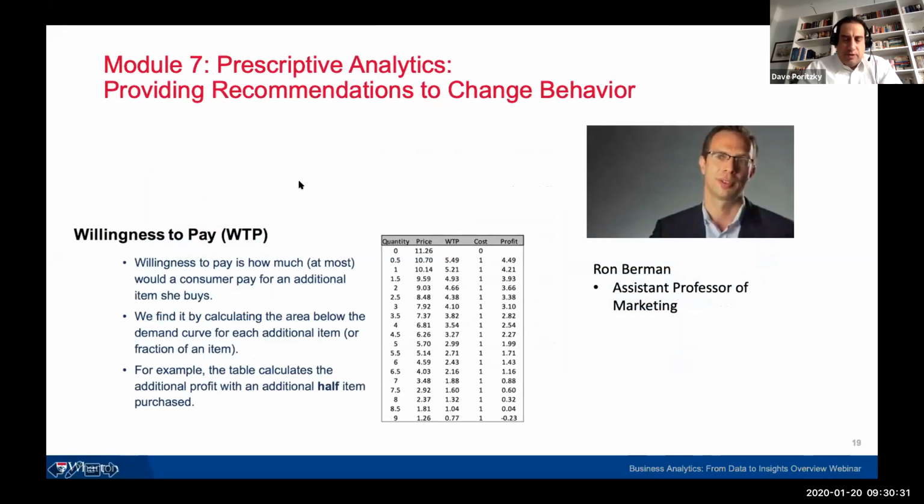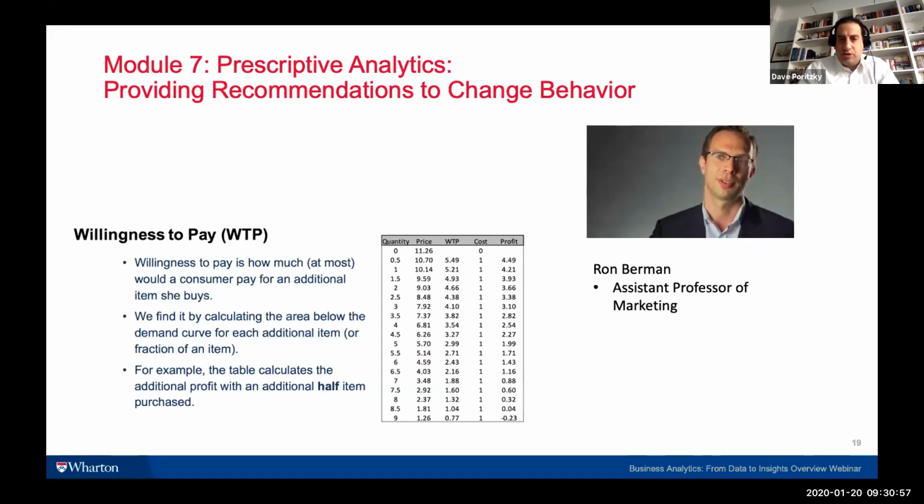Here, Dr. Berman provides a nice module. In fact, in this current run of the course, we just got through this last week, where we look at prescriptive analytics when it comes to pricing. And there are ways to statistically analyze a consumer's willingness to pay, which allows us to optimize profit and ultimately determine the right price for each product.